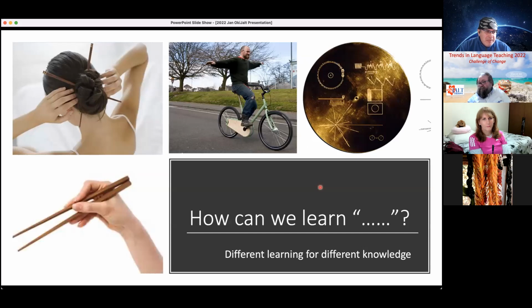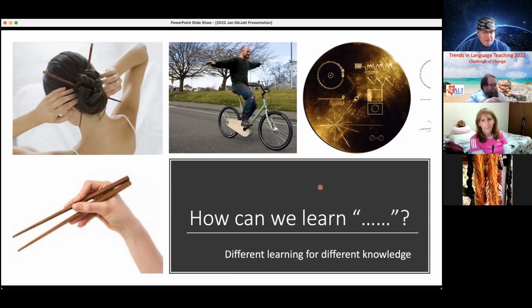So how can we learn X? Different learning for different knowledge. Here, with chopsticks, the usage in Japan is pretty much decided, but maybe in a Western country, somebody is using chopsticks as a hair adornment. It wouldn't be something they would know; it would be something they create. Or riding a bicycle, speaking a language, doing something physical. I can tell you how to do all these things, but you won't be able to do it unless you practice physically and get that immediate feedback of, am I doing it right or am I doing it wrong?